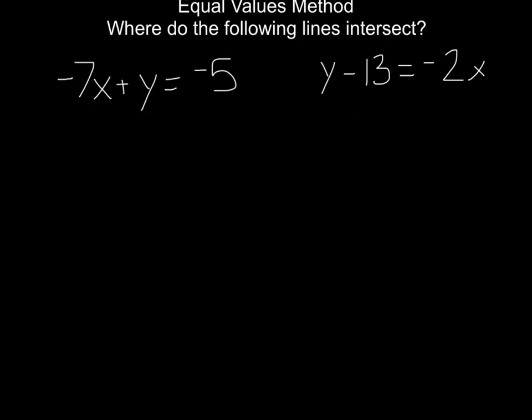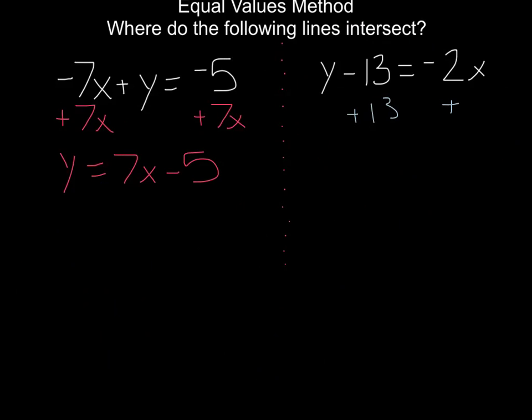Sometimes you'll need to find the point of intersection for lines that are not written in mx plus b form. So the first step we'd have to do here is rewrite each of them in the correct form so that we can set them equal to each other. Let's split our page up here so we don't get mixed up. I can quickly do that by adding 7x to both sides, and now I have y equals 7x minus 5. And over here we can add 13 to each side, and we get y equals negative 2x plus 13.